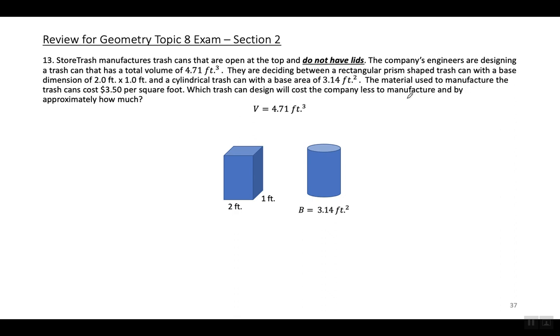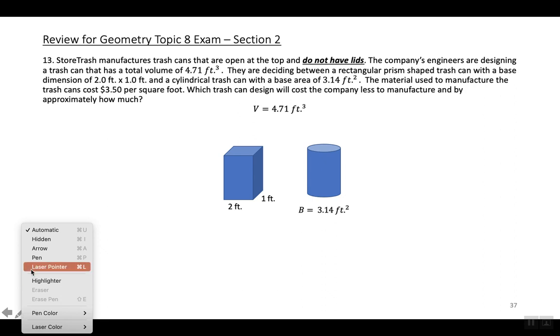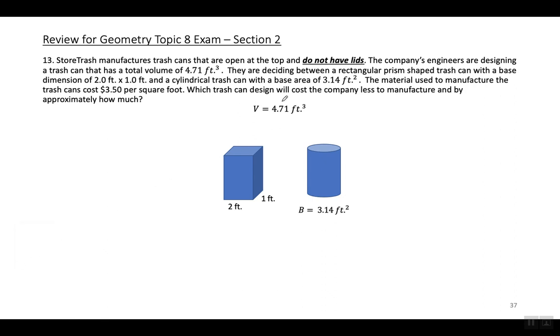So let me try to guide you through this. First thing you should do is find the height of these prisms. And the way we're going to find the height is by using the volume. Since the volume is 4.71 cubic feet, and the formula for both of them is area of base times height, all you got to do is divide 4.71 by the area of the base, and that'll tell us the height of each of these prisms.